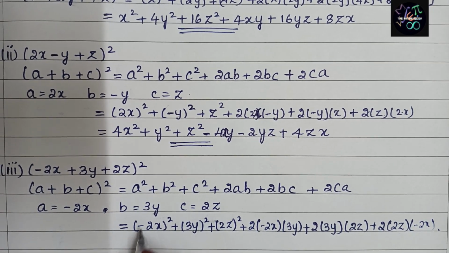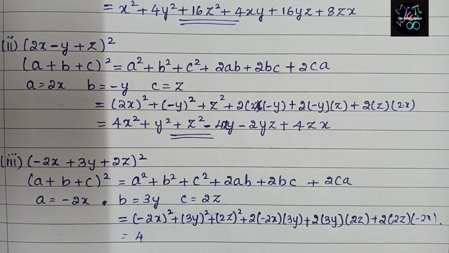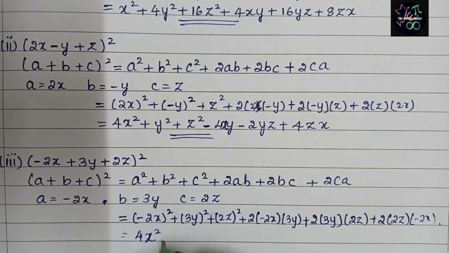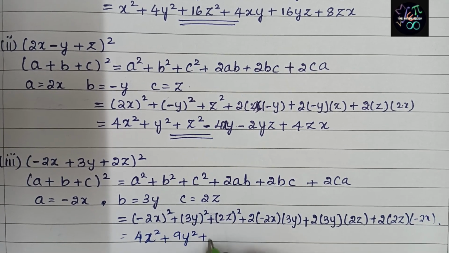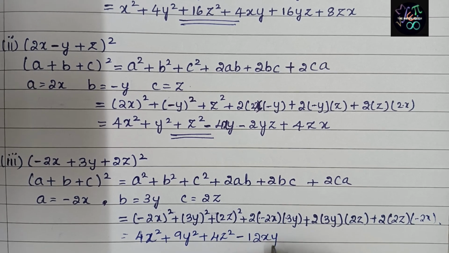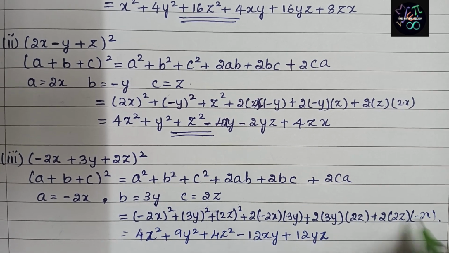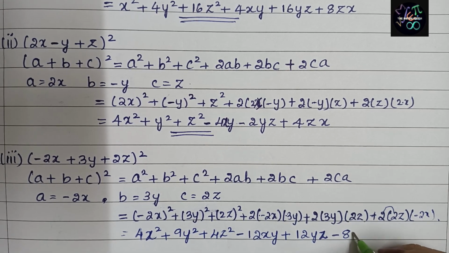Okay, let us write now. Minus sign and square, minus gone, because minus minus is plus. 2 square is 4, 4x square, plus 3 square is 9, 9y square, plus 2 square is 4, 4z square. Plus minus minus, 2 times 2 is 4, 4 times 3 is 12, so 12xy. Here only plus sign: 2 times 3 is 6, 6 times 2 is 12, so 12yz. Here we can see plus minus minus: 2 times 2 is 4, 4 times 2 is 8, so 8zx or xz.